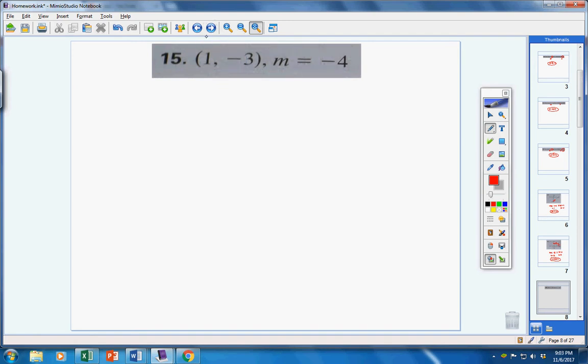Now, the directions say to write the equation of the line in slope-intercept form. So here we go. This is the formula I have taught you to use when you're given a point and the slope. Use this formula here.